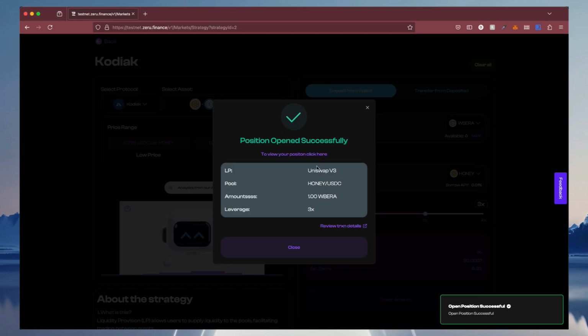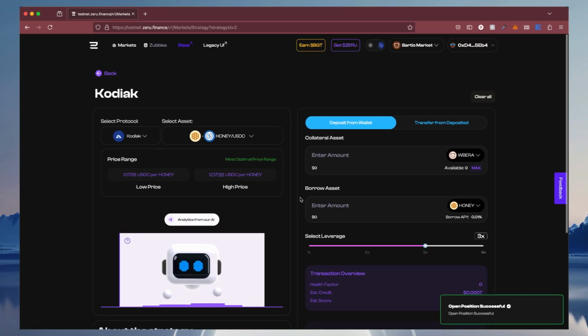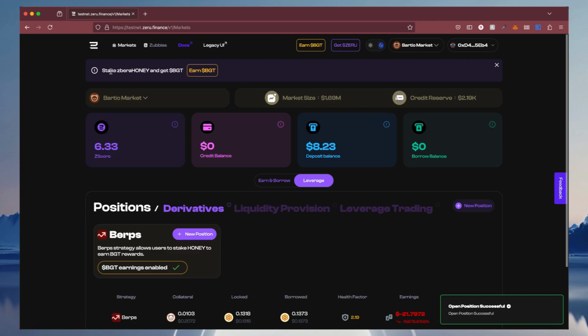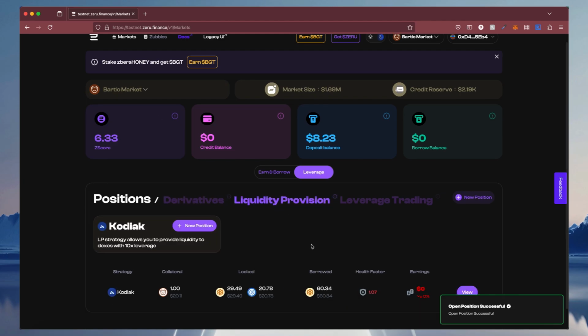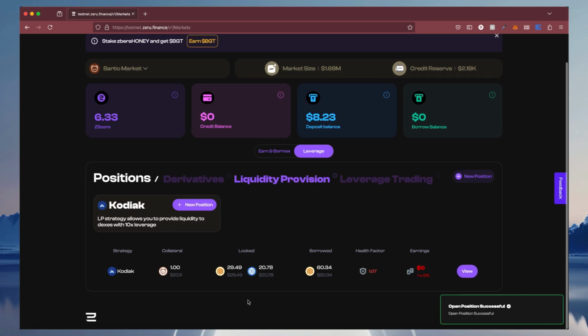That's great. So we can go back to the markets page to view the position. Should have just hit the button to do that, but instead, there we go. We can see it here. So I borrowed about $60 worth of HONEY. My health factor is actually pretty low, so I'm going to have to keep an eye on that over the next few days. But I've got over $60 worth of tokens locked up in that liquidity pool.